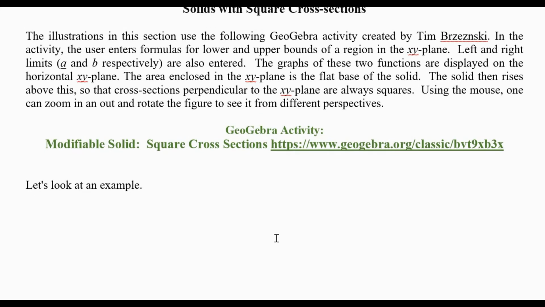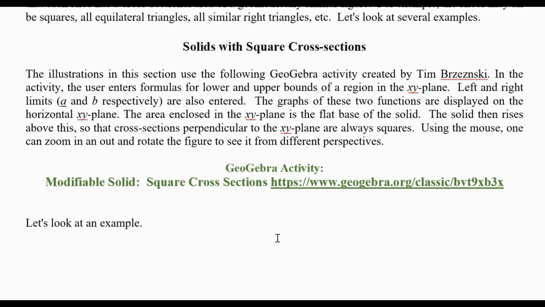And the example I'm going to look at is going to turn out to be a solid with square cross sections. Now, the illustrations in this section will use the following GeoGebra activity created by Tim Brzezinski. In the activity, the user enters formulas for lower and upper bounds of a region in the XY plane. Left and right limits, a and b respectively, are also entered, and the graphs of these two functions are displayed on a horizontal XY plane. The area enclosed in the XY plane there is the flat base of the solid. The solid then rises above this so that cross sections perpendicular to the XY plane are always squares.